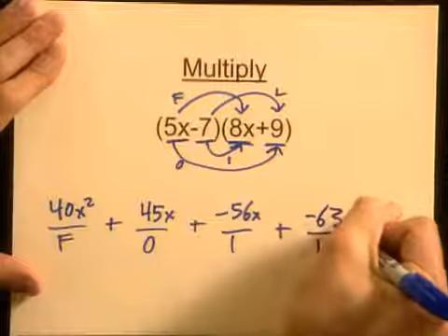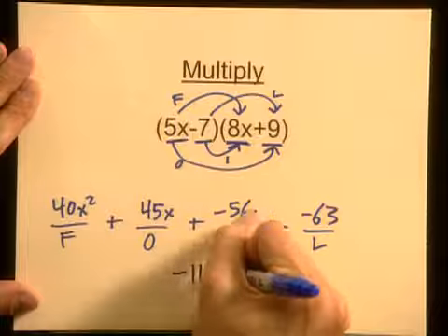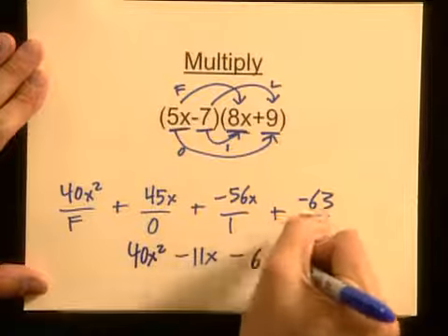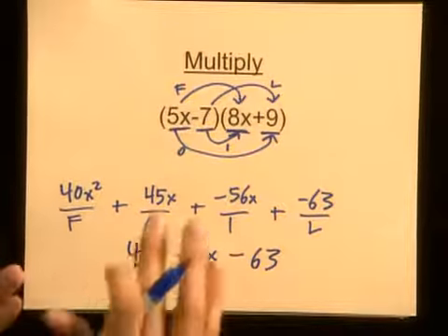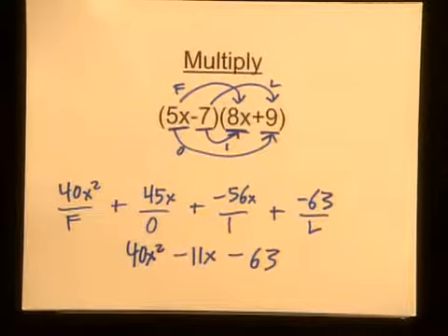That's right. And the last step is adding any terms that are alike. Do you see terms that are alike in this problem? Yeah. Which ones? 45x and negative 56x. That's right. And what do they make when you add 45x and negative 56x? That's a little hard. Positive and a negative? Negative 11x. Right. Good. So we have 40x squared minus 11x and minus 63. That's our answer. This binomial times this binomial gets us this. This again is a quadratic trinomial.